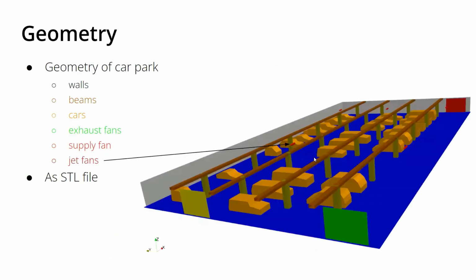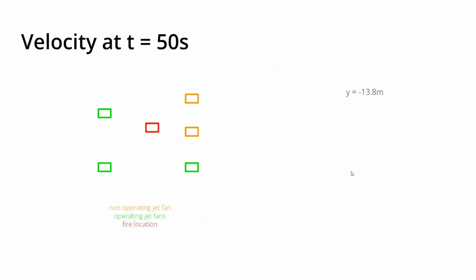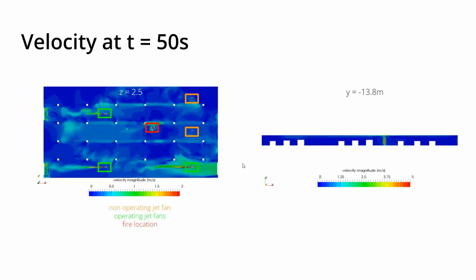Okay, and then you can utilize these experiences in a real life application. For example, here we took a look at a car park with a lot of cars, supply air, exhaust air, and also jet fans. And then what you can do, you can take a look at the velocity fields. You can switch on, switch off a jet fan. So for example, these two are switched off, and then these three are switched on. In the center, we placed a fire, a typical fire that you would have, for example, if a motorcycle starts burning. And then, so here is the fire location.